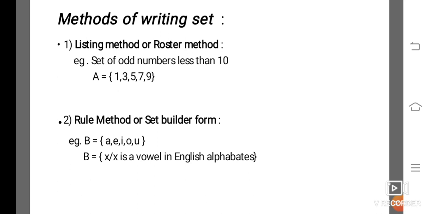Second method is called rule method or set builder form. For example, B is equal to a, e, i, o, u. Now we know that a, e, i, o, u, these are vowels in English alphabets. So we write this as B is equal to curly bracket x such that x is a vowel in English alphabets. Means we have to write a rule for the given elements.